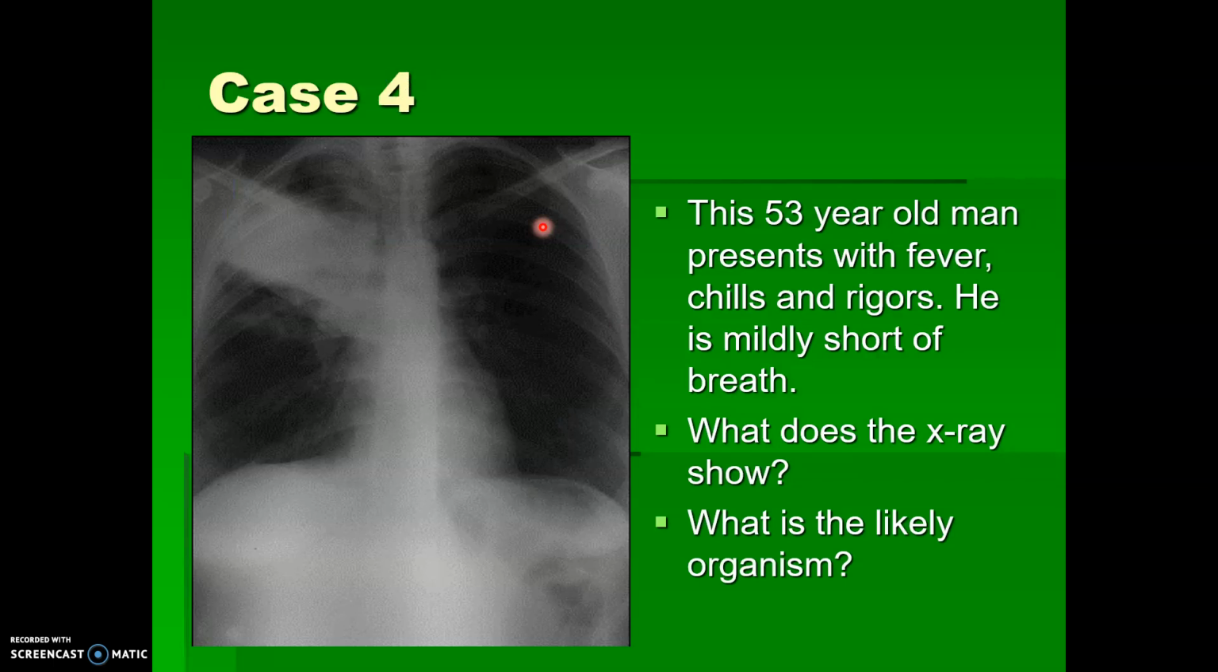Here's a 53-year-old man with fever, chills, and rigors. What does this x-ray show? What's the likely organism? So again, pause the x-ray and have a proper look.